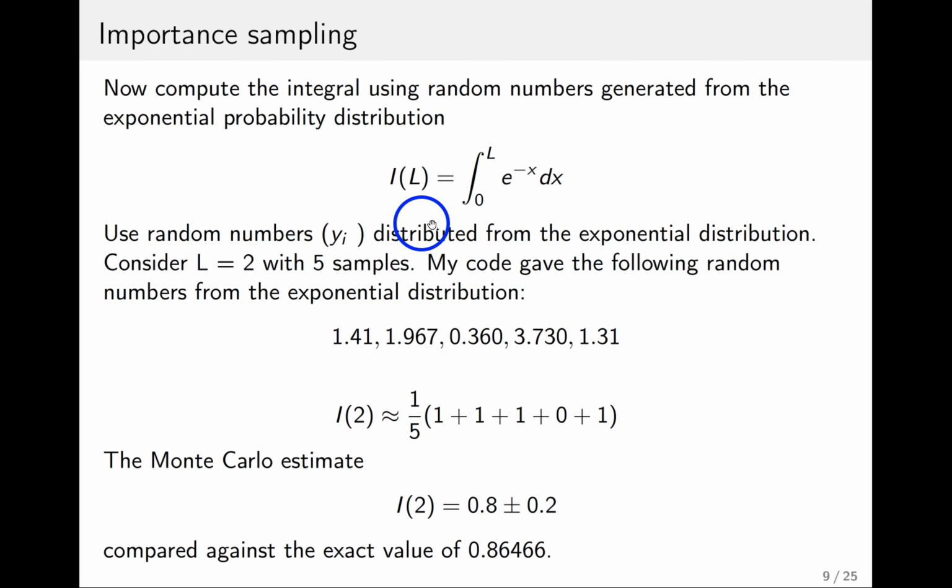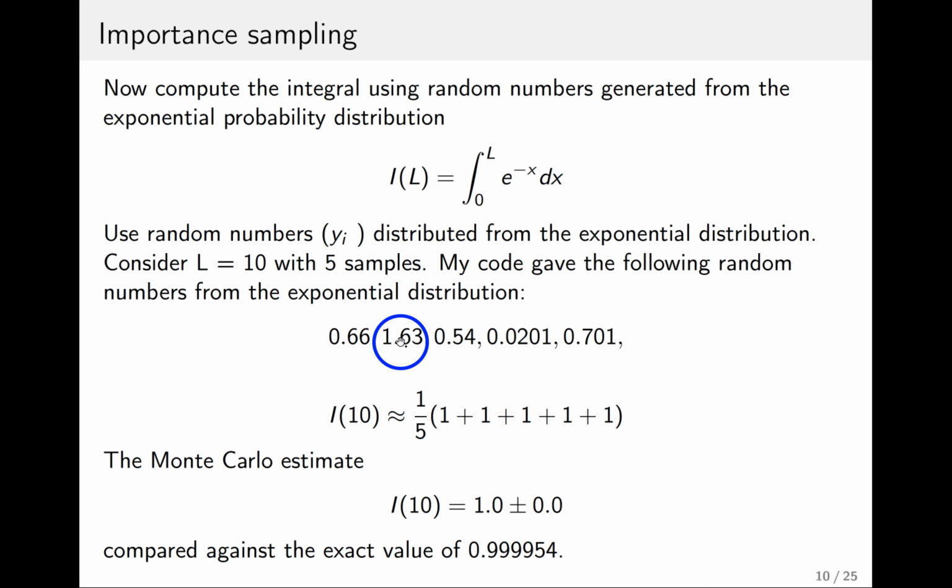So now we're doing this integral from the exponential distribution with 5 samples as before, and we end up with these random numbers. So this number is less than 2, this number is less than 2, this number is less than 2, this number is bigger than 2, so it gets mapped to 0. This one's less than 2, it gets mapped to 1. So when we compute the estimate, the error is 0.8 plus or minus 0.2, compared to the exact 0.86. So that's not too different from using uniform random numbers. We have now about a 20% error roughly, so that's probably the same.